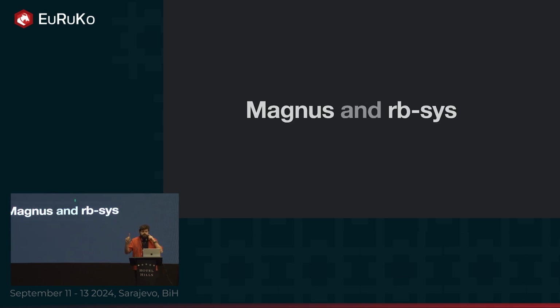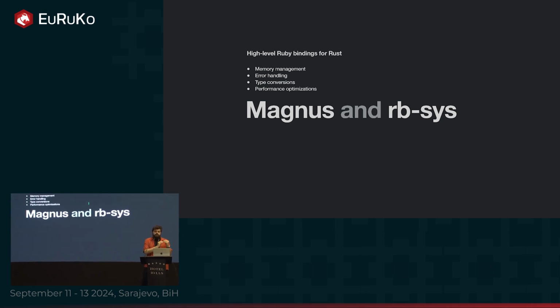Because we have these two libraries that support us when we write native extensions in Ruby using Rust. We have Magnus, which are the high-level bindings. What does that mean? It means that when you have your Ruby program, at some point your Ruby program invokes a method that lives inside of the native extension.